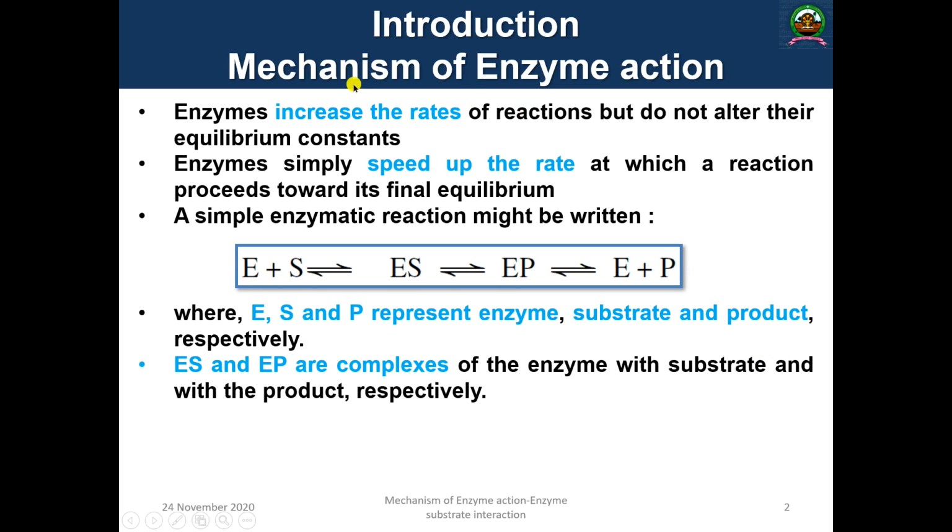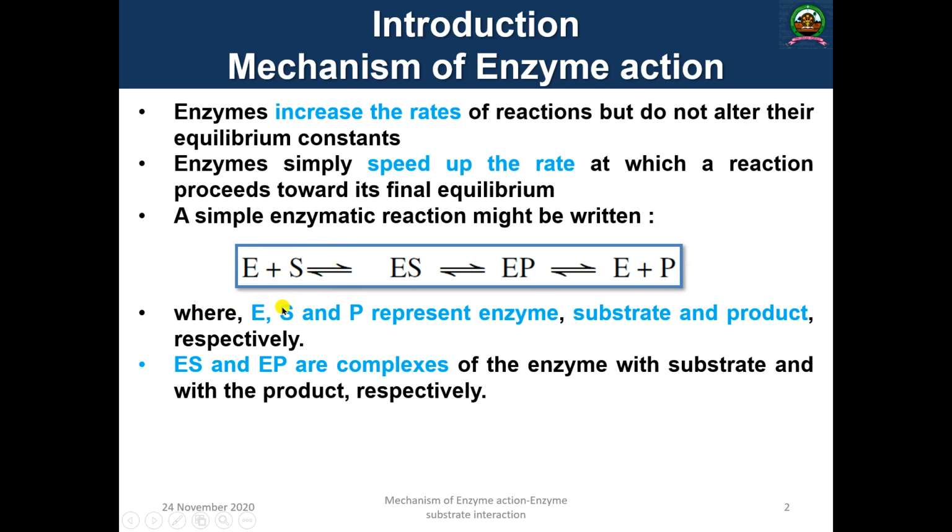So enzyme and substrate interact in a specific manner. The enzyme increases the rate of the reaction but does not alter the equilibrium constant. That is what we discussed in the previous class. Enzyme increases the speed of the reaction without altering the equilibrium constant. The enzyme simply speeds up the rate at which a reaction proceeds towards its final equilibrium. So here you can see a simple enzymatic reaction.